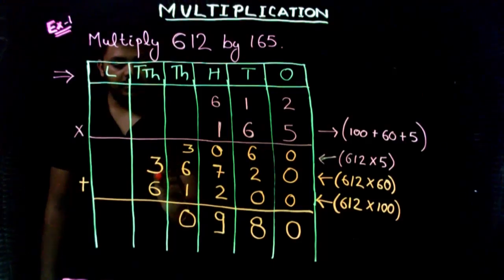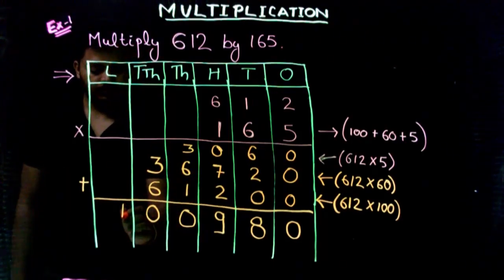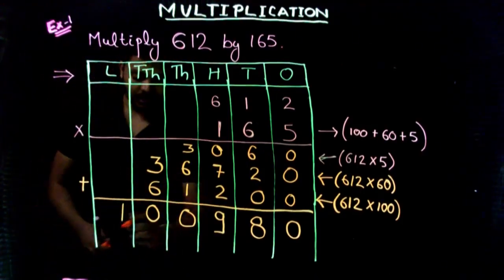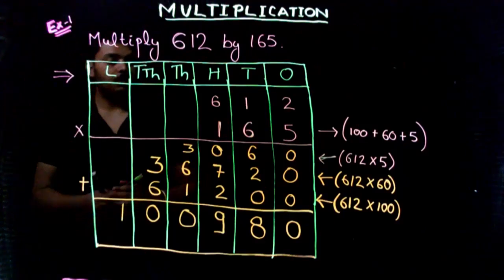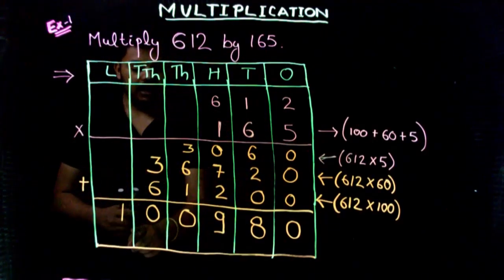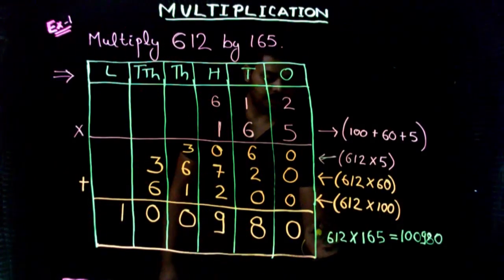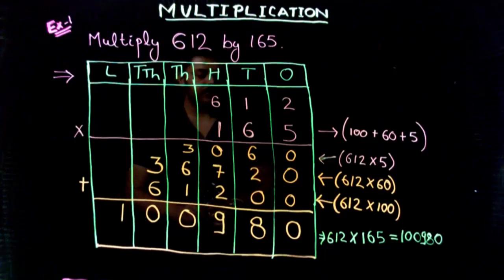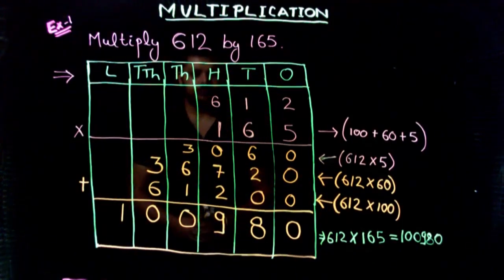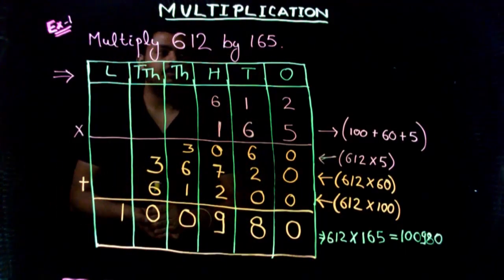1 carry over, that is 10. So this is our answer. So we can say the product of 612 and 165 is 1,980,000. So when we multiply 612 with 165, our answer is 1,980,000. So I hope students you have understood how to multiply a number with a 3-digit multiplier.